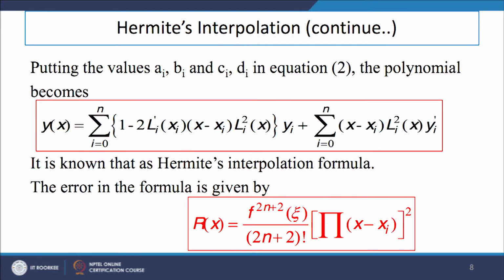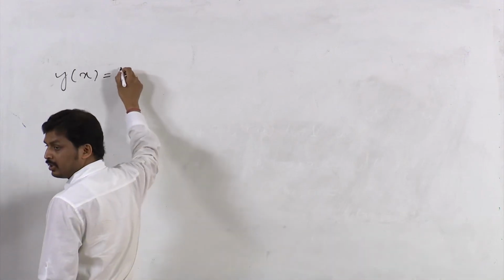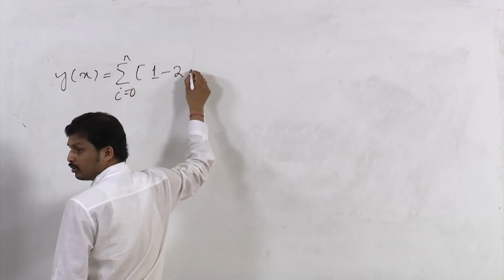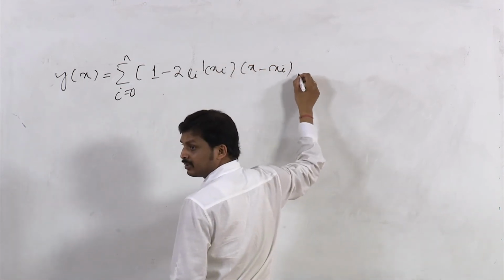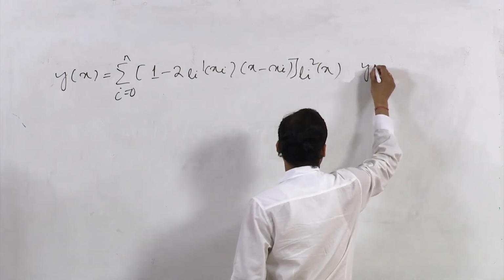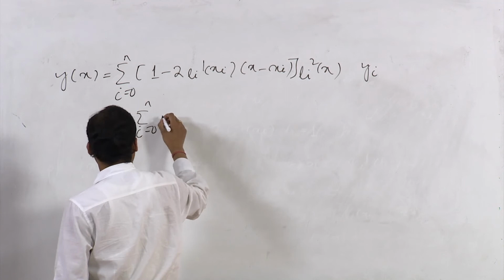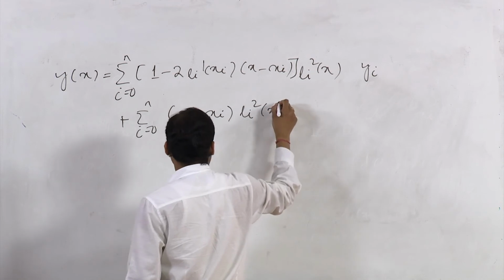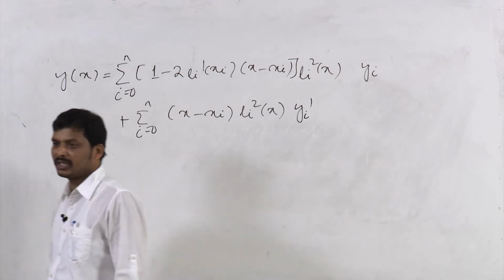So in a complete form, this can be represented as y of x equals summation of i equals 0 to n of 1 minus 2 li dash of xi into x minus xi into li square of x into yi, plus summation of i equals 0 to n of x minus xi into li square of x into yi dash. This is the complete formula.